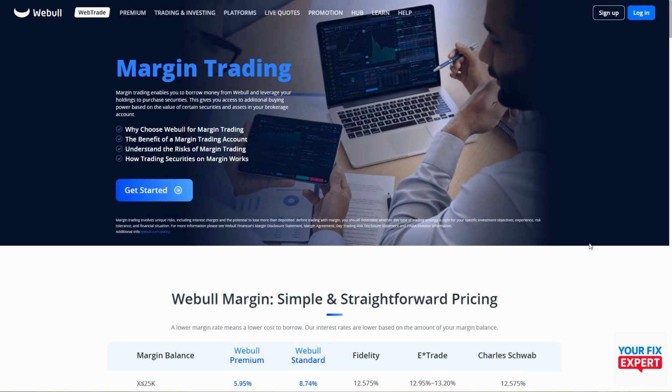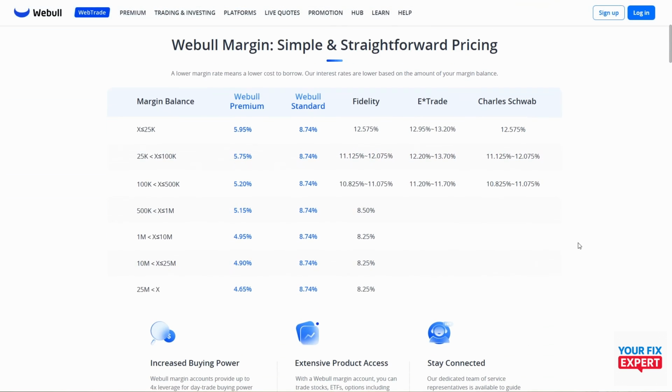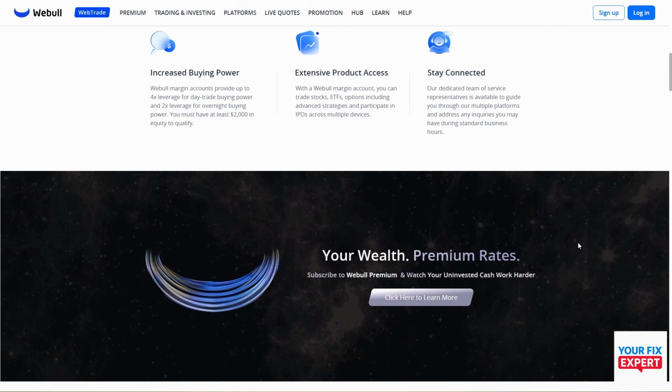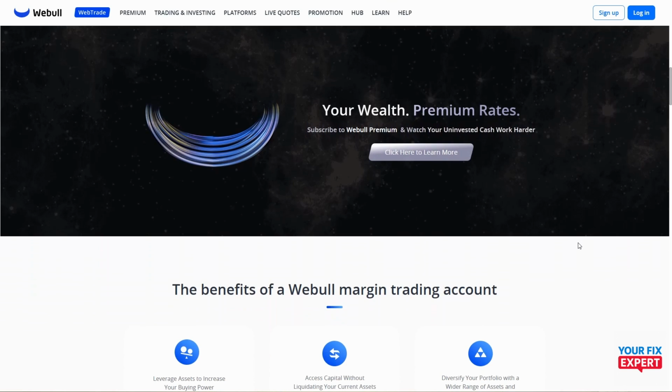So the key features of Webull's margin accounts are leverage. Webull offers up to 4x day trade buying power and 2x overnight buying power. For instance, with $3,000 in your account, you can access up to $12,000 for day trades and $6,000 for overnight positions.